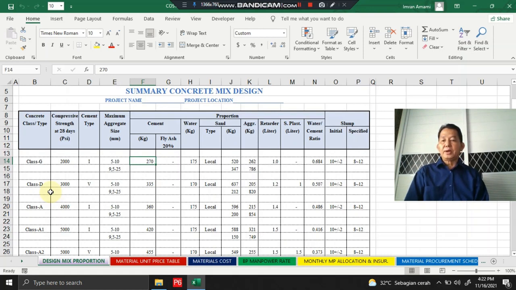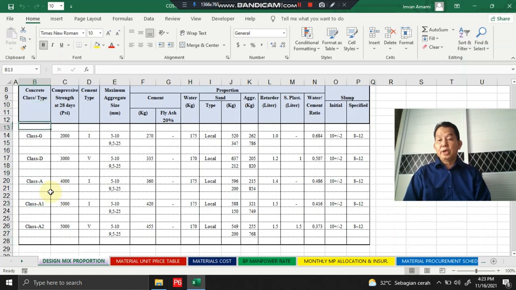For example, for the class with strength 2000 type 1, we have material proportions of cement 270 kilograms, water 175 kilograms, local sand 520 kilograms, aggregate 262 liters, and a water cement ratio of 0.684, and then slump, bottom, initial, and specify. This is the same for the other classes of the concrete. Yes, we have material proportions for each class.